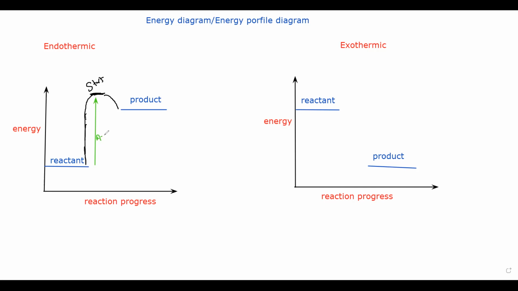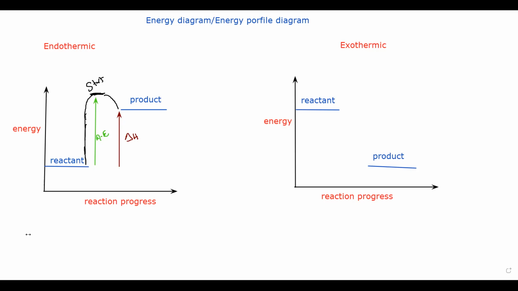I am writing it in short as AE. A stands for activation and E stands for energy. And there is also another arrow which you have to label, the energy from reactant to the product, that is denoted by delta H. What is the meaning of delta H? It means the change in energy, or it's also known as enthalpy change.